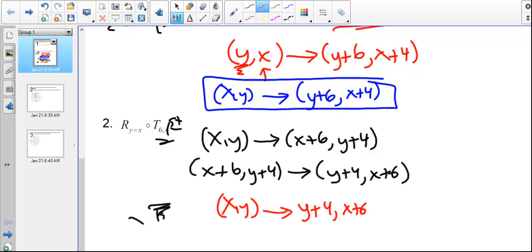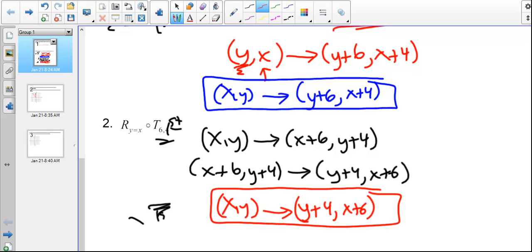So this means that my final composition here is (x, y) turns into (y + 4, x + 6). Now, the point of this is that these two things are different. Okay, the order absolutely matters. You do not get the same resulting transformation when you change the order. Sometimes you might, but that would be kind of coincidental. So just be aware of that, and it's really important.